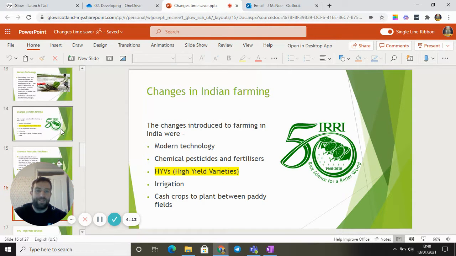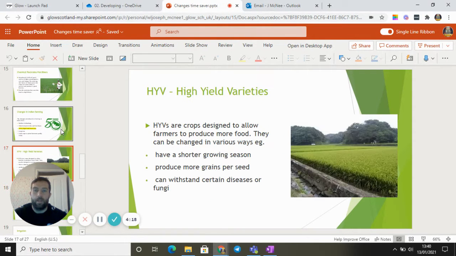So high yield varieties, and this is genetically modifying, and this is a huge issue worldwide, where what happens is the rice seeds are modified to become better and specifically improve the output from the farm. So these were designed to allow the farmers to grow more food without doing a lot more work.